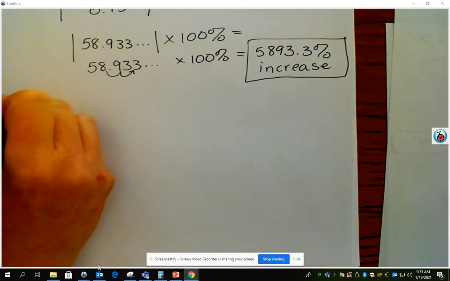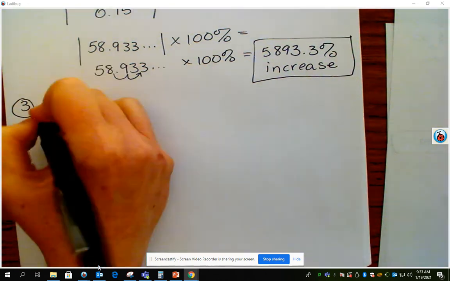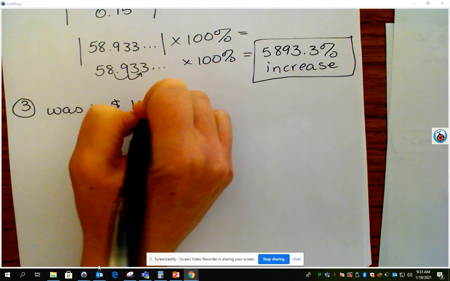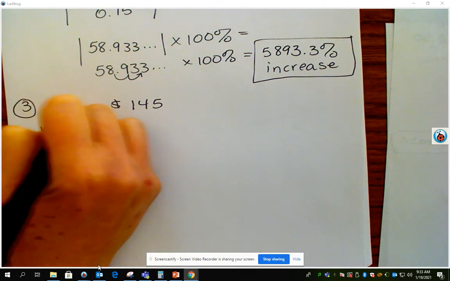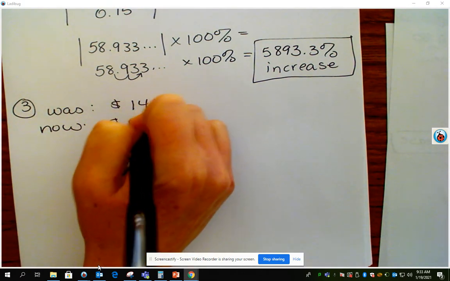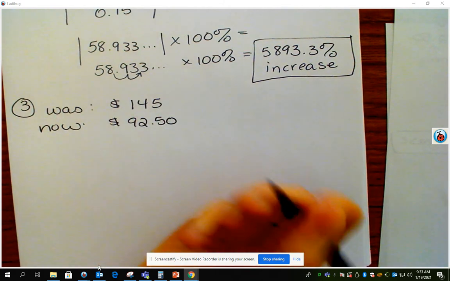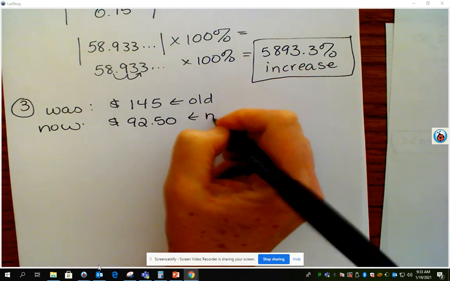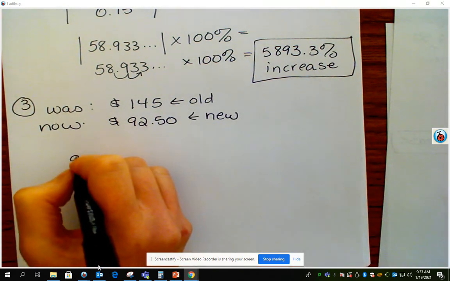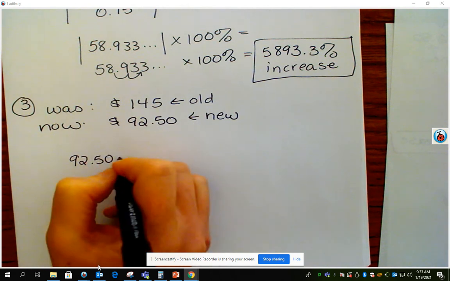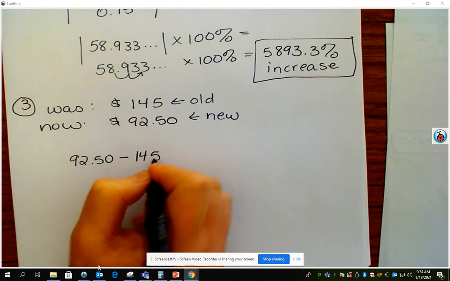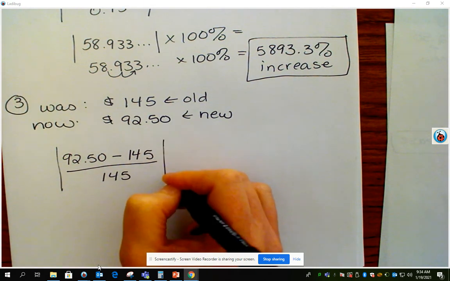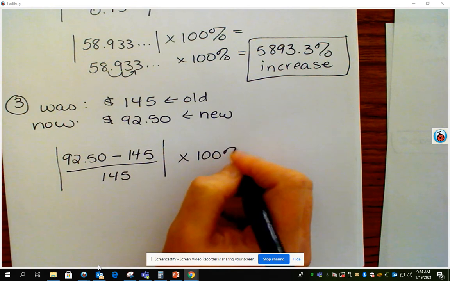All right, so last one for you to try. Our price was $145. Now it is $92.50. Okay, so make sure you're careful to get the right order. This is the old price, and this is the new price. So new minus old divided by old, absolute value times 100%.